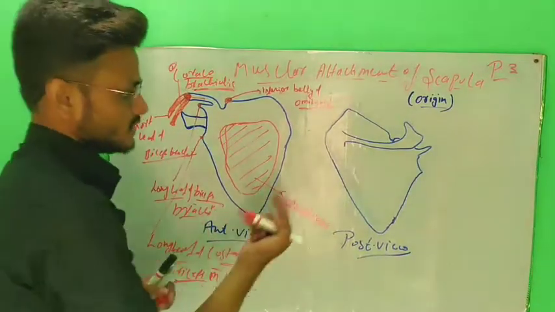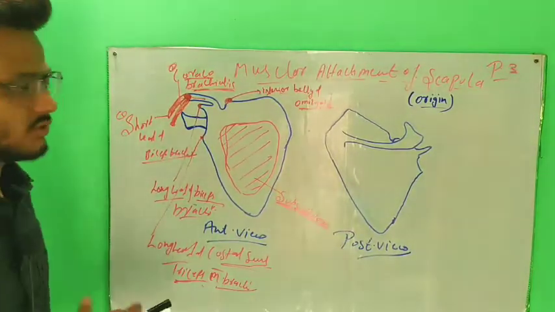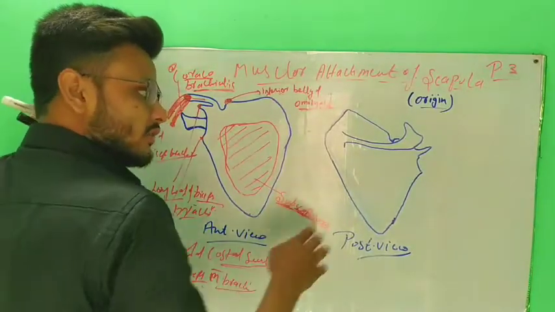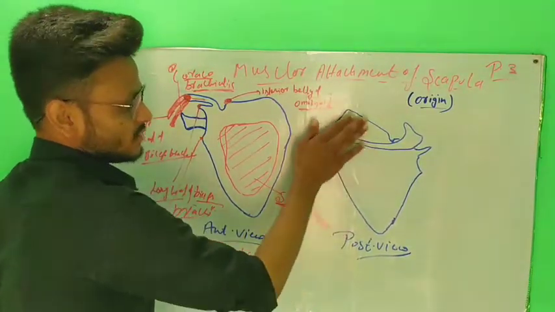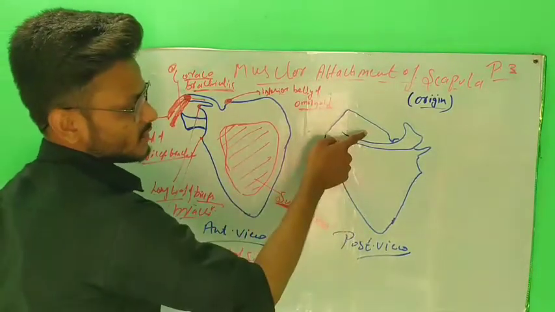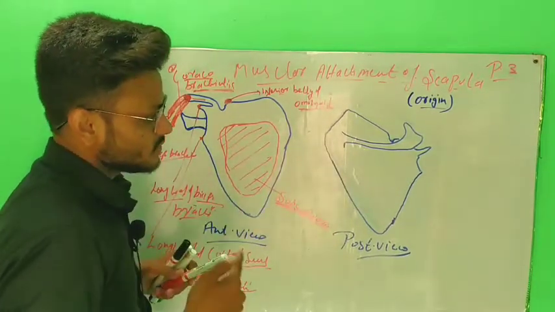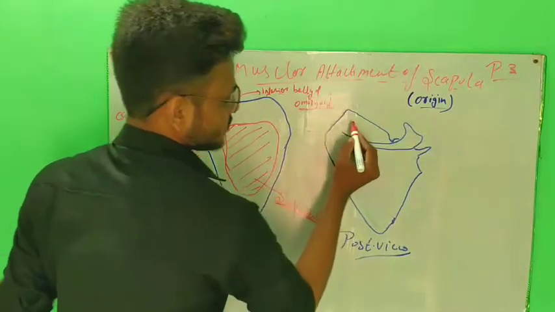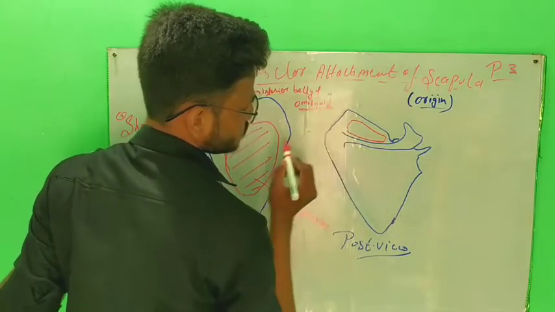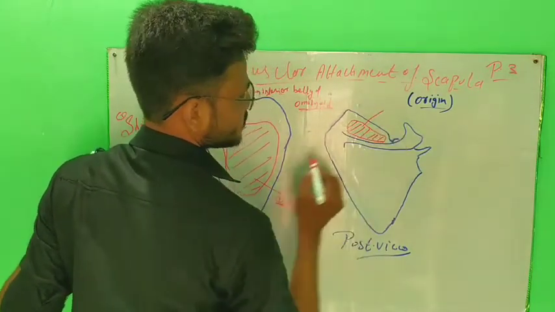Now move on to the posterior view. Firstly, the spinous process divides the dorsal surface into two fossae. The first is the supraspinous fossa and the second is the infraspinous fossa. From the supraspinous fossa there is one muscle called supraspinatus.